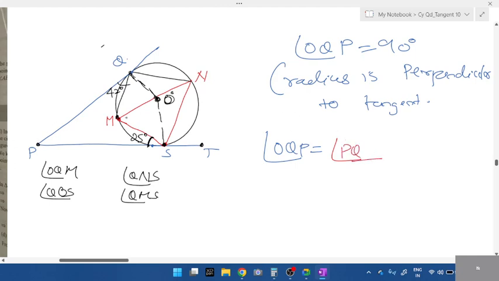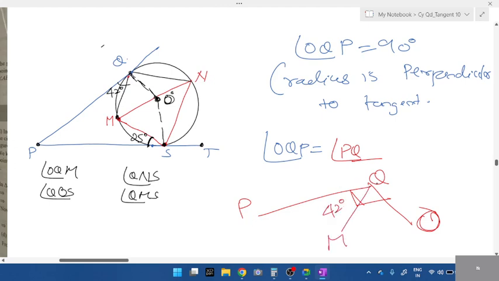PQ. Where is 42 degrees formed? Tell me where 42 degrees is formed. PQ. Why is nobody responding? This is 90, students. There is M here and this is 42.